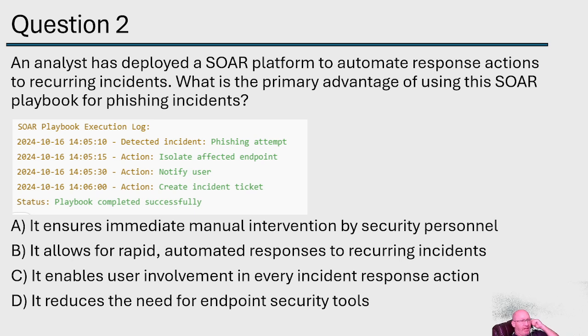All right. An analyst deployed a security orchestration and automated response platform to automate response actions to recurring incidents. What is the primary advantage of using the SOAR playbook for phishing attacks? Let's start with A. It ensures immediate manual intervention by security personnel. Possibly. We created a ticket, and as soon as we created a ticket, it streamlined that process, so it could provide manual intervention right away. That's definitely an answer we could utilize.